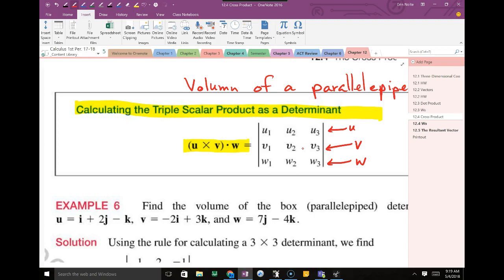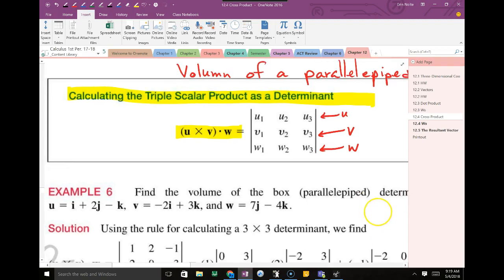No, you have to have 3 vectors because it creates a volume. 2D is area, 3D is 3 vectors.